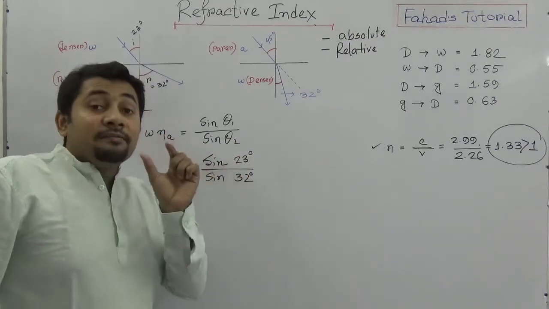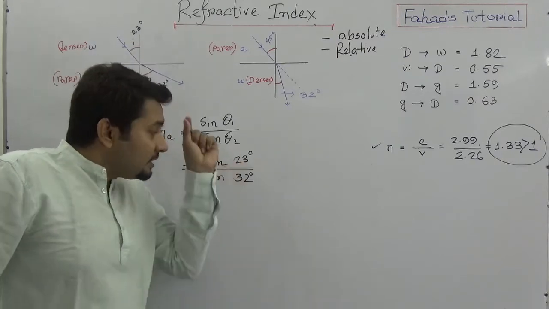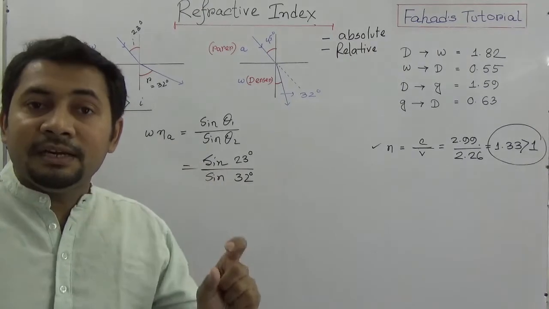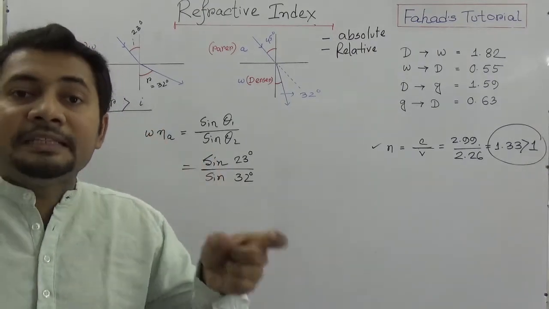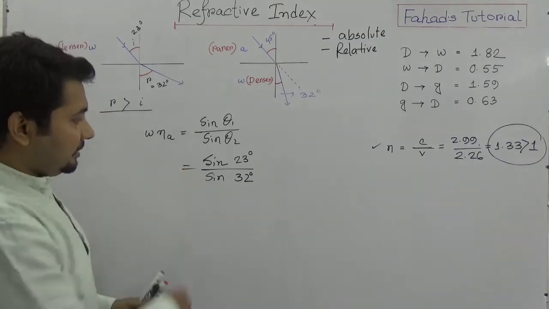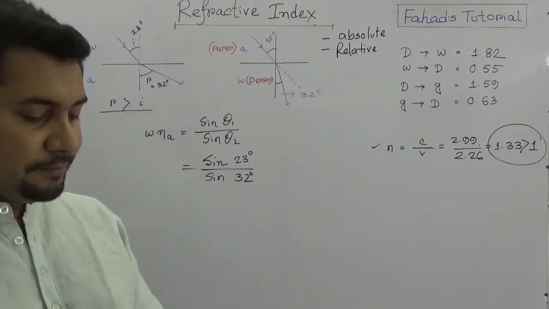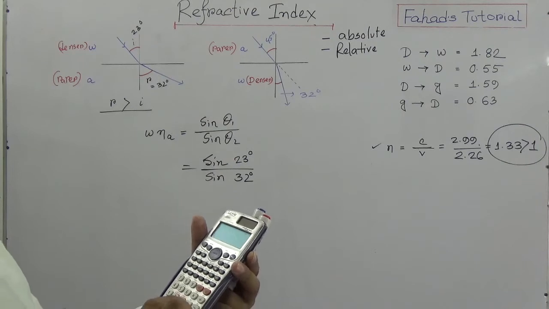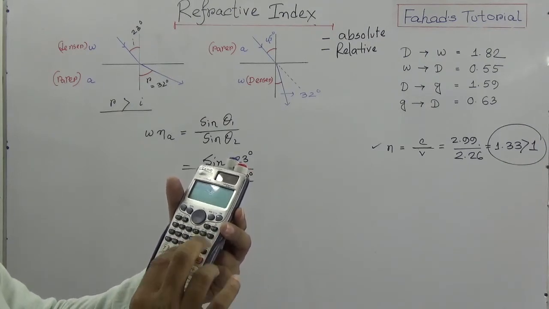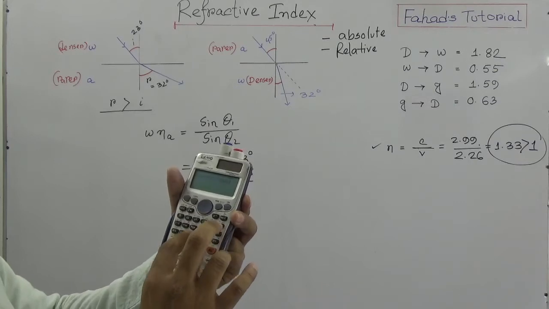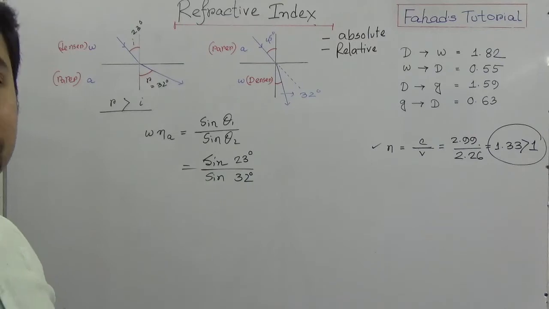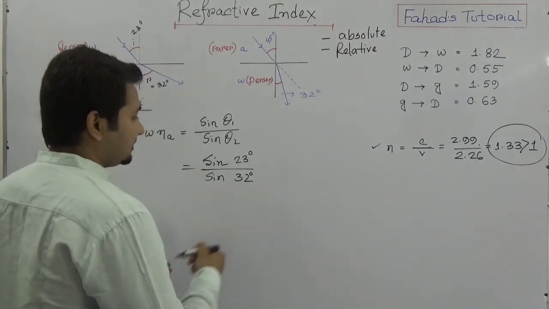So we see that 23 degree is less than 32 degree, which means the value of sine 23 is less than sine 32. Hence we are dividing the smaller number by the bigger number, so the value must be less than 1. You will have 0 point something. Sine 23 divided by sine 32 must be 0.68.